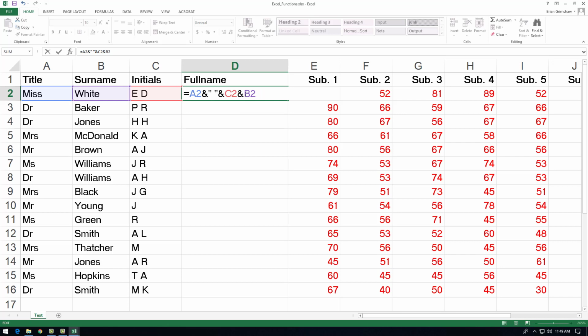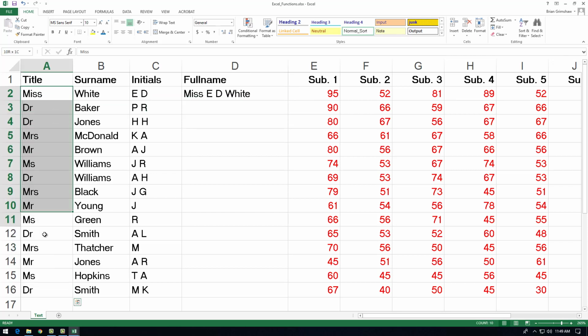And I've got to do the same thing in front of B2. I'm going to do another quote, space, quote, throw in another and sign to light up the B2, or attach the B2 to the end of the equation. And then when I hit enter, notice what I get. Miss E.D. White. There's only one thing missing.